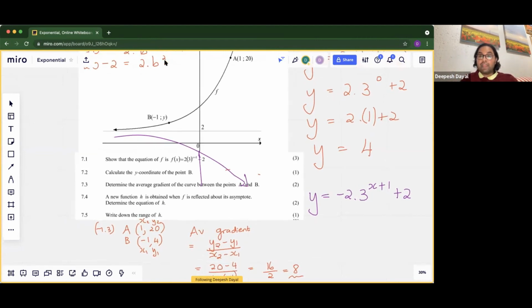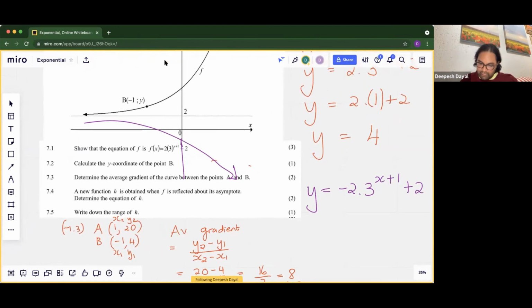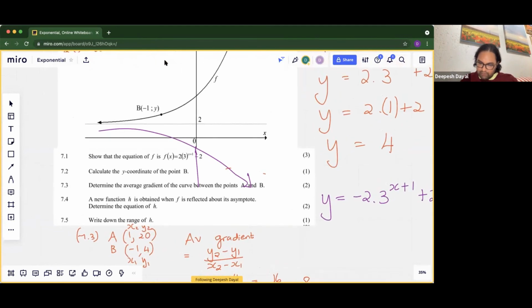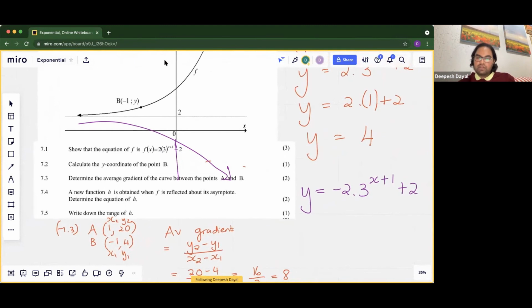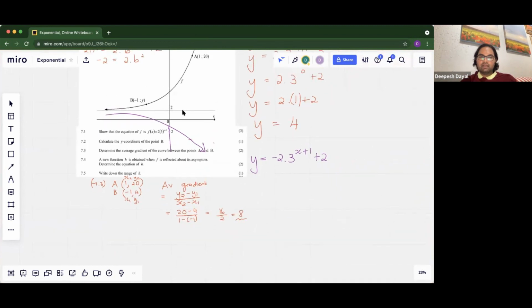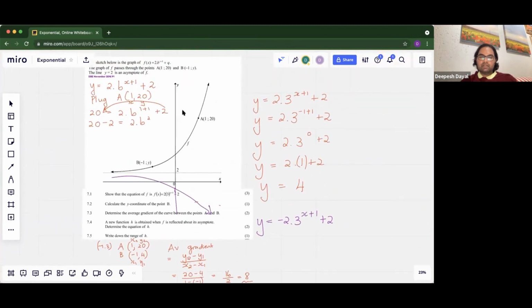But we have one last question here. Determine the range of H. And remember, H is that new function now, right? So the range of H, the one I drew in purple. What is the range of that function? The range is y, right? What is the range of h? Who else is going to share their answers with me?